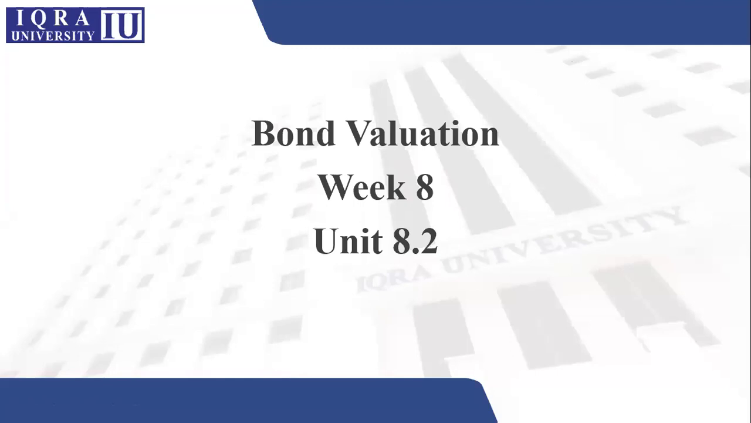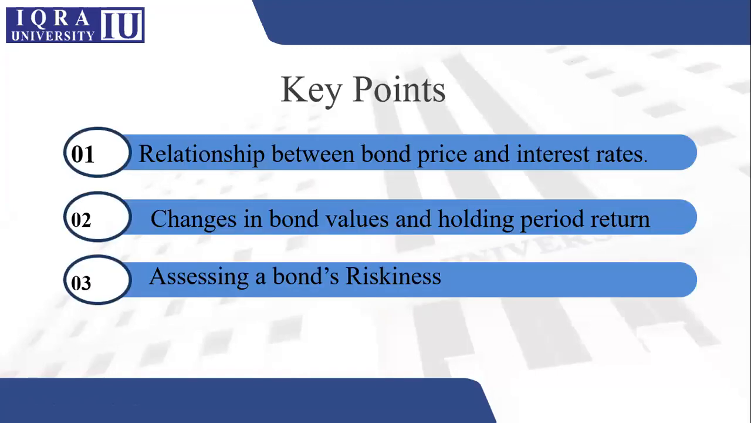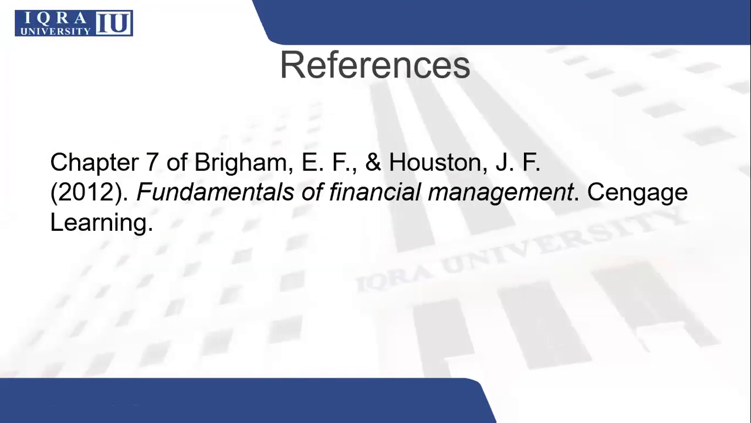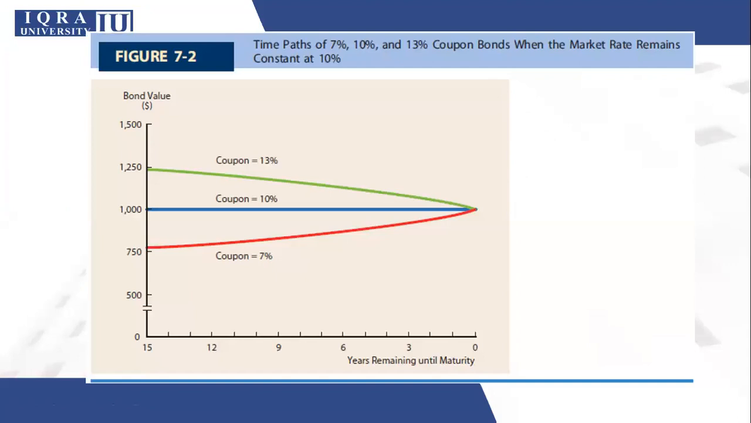So continuing with the bond valuations topic, this is unit 8.2, and in this unit we will discuss changes in a bond's value over time and the calculation for the holding period return. In this diagram, you can see the time paths of the 7%, 10%, and 13% coupon bonds when the market interest rate remains constant at 10%.